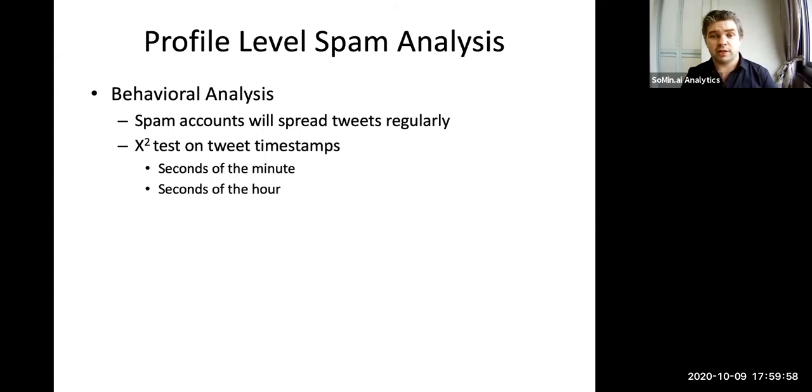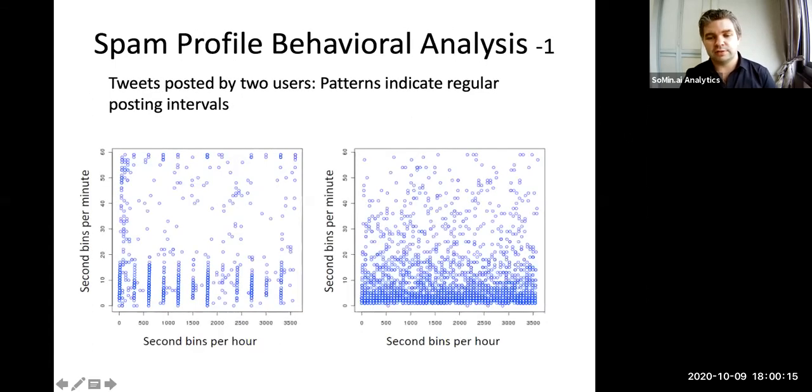And we can do some behavioral analysis, so we can see how regularly, let's say, a Twitter tweet gets spread. We can do a chi-square test of tweet timestamps, seconds of the minute and seconds of the hour. If you do that, you'll see this kind of interesting distribution. If you put the minutes on one scale and the seconds inside on another scale, you can see very regular patterns.